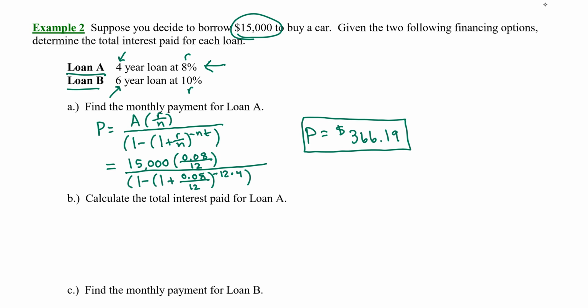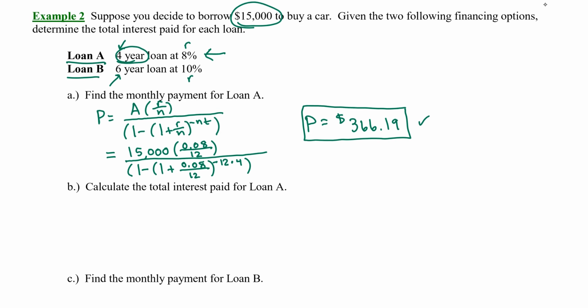So how in the world are we going to figure this out? Well, we have paid $366.19 every month for 4 years. Let's calculate the total amount that came out of our pocket. This is going to be the total cost of the loan. This is going to be our monthly payment, 12 times per year for 4 years.